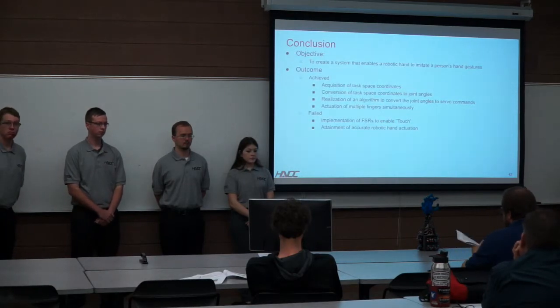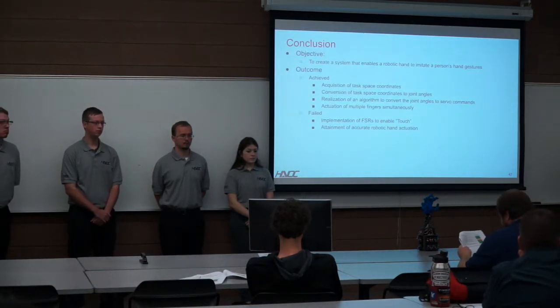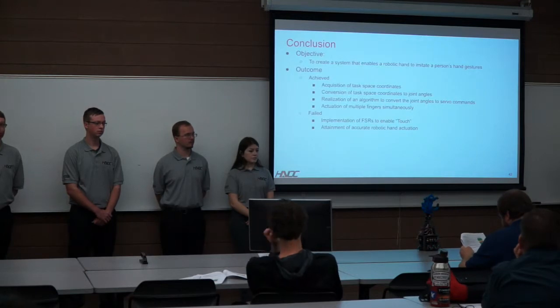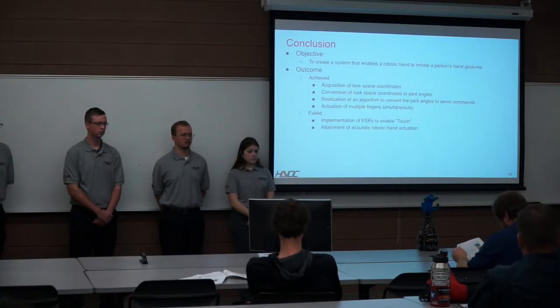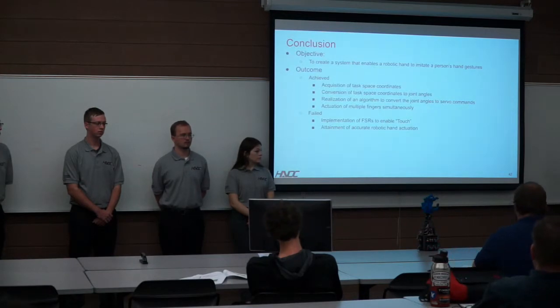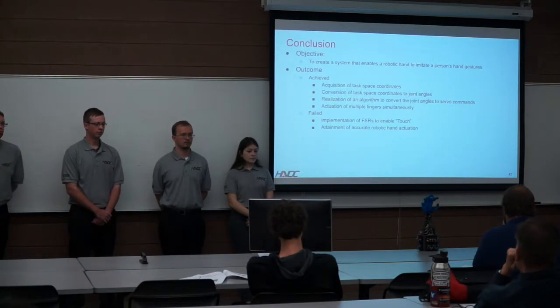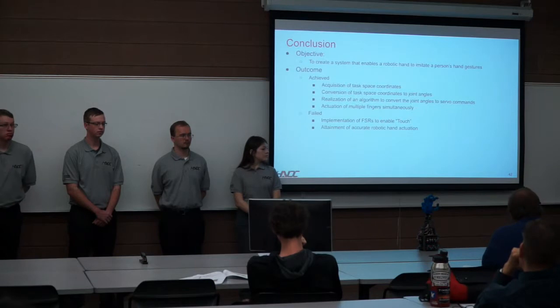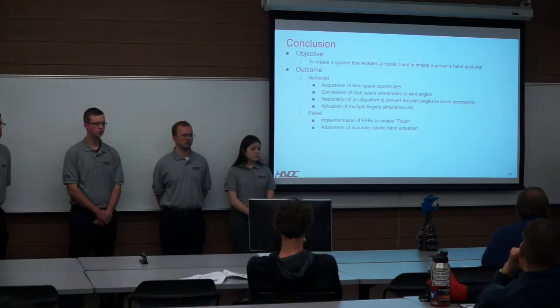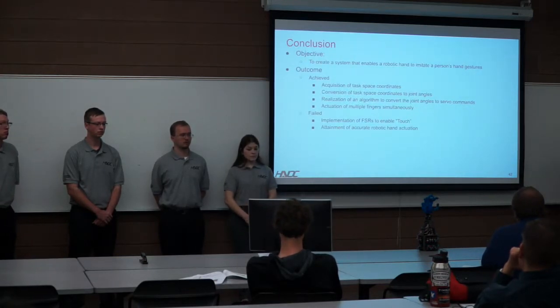So in conclusion, just to reiterate our objective here, our objective was to try and get a robot arm to imitate a person's hand. And we achieved many things. We achieved actually gathering data points from the motion capture system. We were able to take those in and convert them to joint angles. We were able to create an algorithm to convert those joint angles to servo actuation commands for our robot, and we were able to test a couple fingers at least, so we got a multi-finger system going.